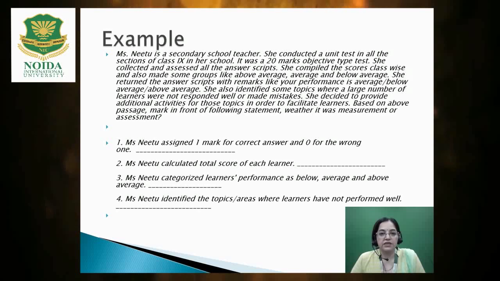So definitely it is clear that when she assigned 1 mark for the correct answer and 0 for the wrong answer, this is a measurement because we are assigning a number or a numeral to the answer. Then the teacher calculated the total score of each learner. That is again a part of measurement. Now when the teacher categorized learners' performance as below average, average and above average, then assessment is going on, right? Because we are interpreting that collected data.